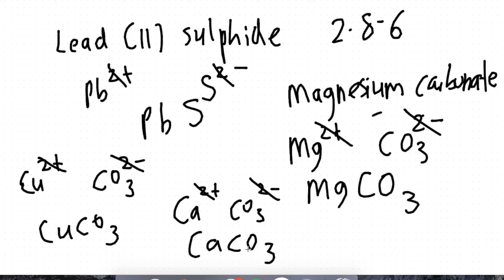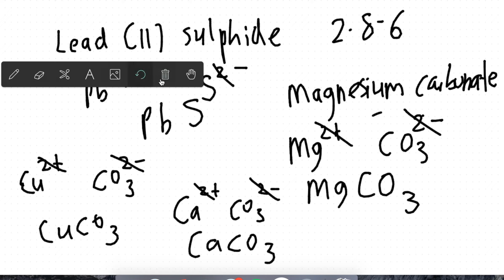Now, a quick thing I want to mention, guys, every compound that we form so far involves a metal and a non-metal, involves a positive ion and a negative ion. Now, this chapter is called chemical bonds, right? So we are going to talk about the 2 types of bonds called ionic bonds and covalent bonds.